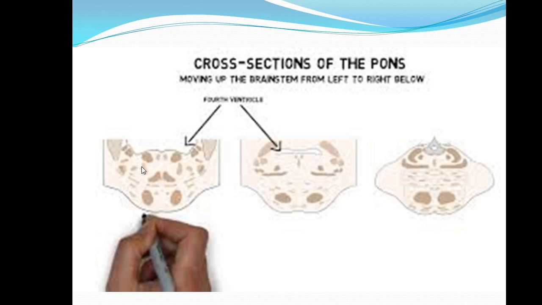Here in this diagram you can see the basilar part is similar at all the levels, at the superior level and at the inferior level. There is a difference only in the dorsal tegmental part.